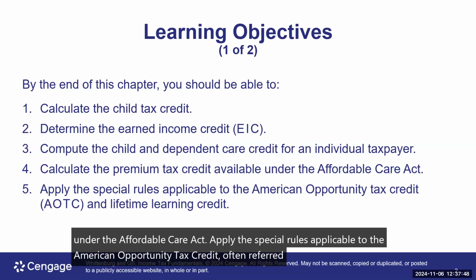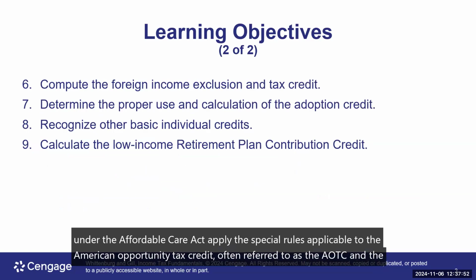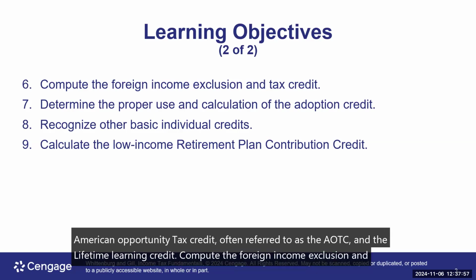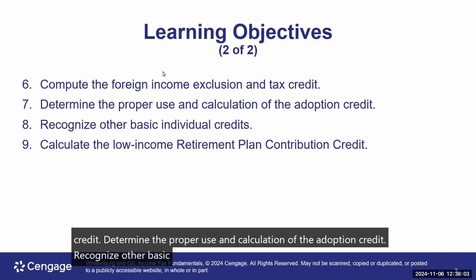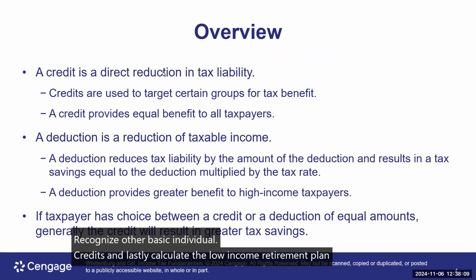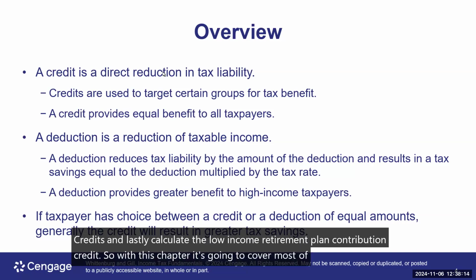to as the AOTC, and the Lifetime Learning Credit, compute the foreign income exclusion and tax credit, determine the proper use and calculation of the adoption credit, recognize other basic individual credits, and lastly, calculate the low income retirement plan contribution credit. So with this chapter, it's going to cover most of the common tax credits.